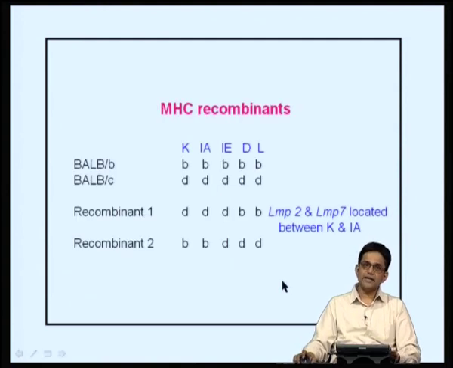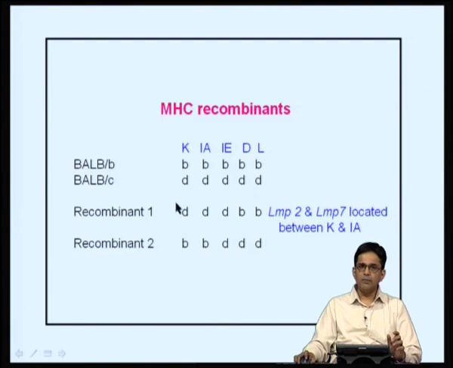Okay, so further experiments were done to fine map it. As I said, if you look at BALB-B, the haplotype that you get is BBB, and this is the MHC region. So you have the K, then the MHC class 2 region, and then D and L, which is the MHC class 1. And you remember in mouse I had mentioned that the K is centromeric to the MHC class 2, which is what is shown over here. Whereas in BALB-B, you have all this as DDD.